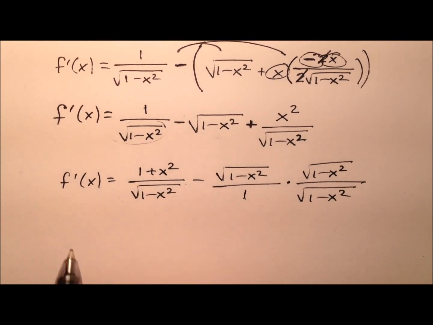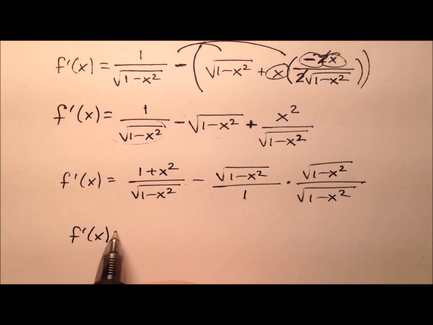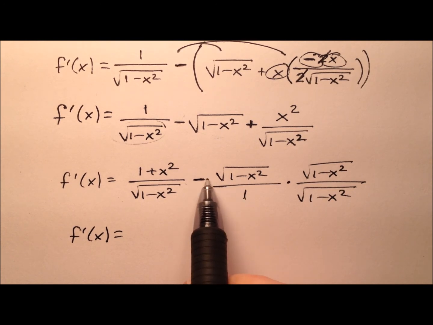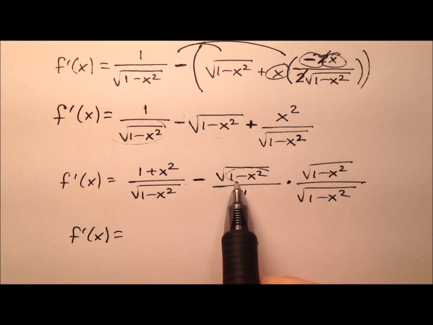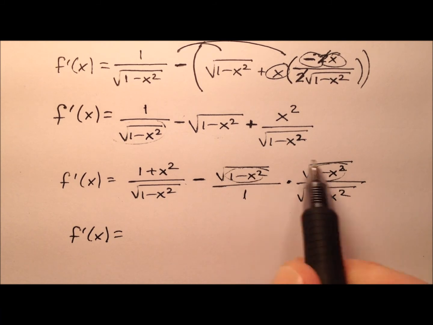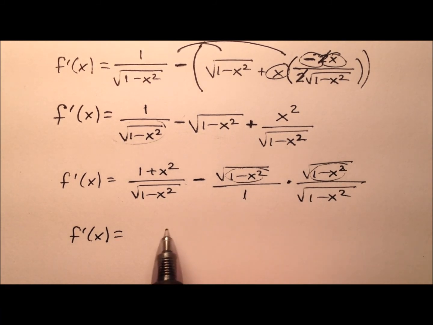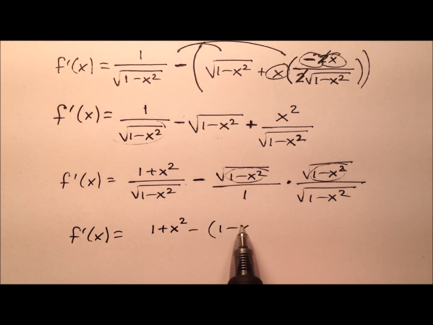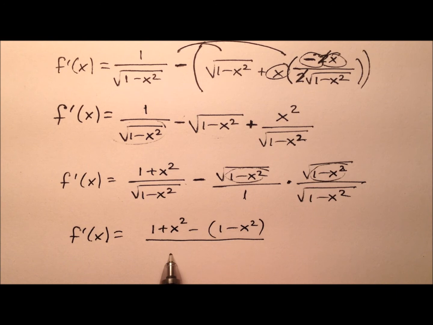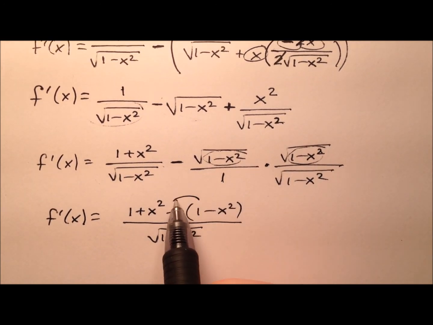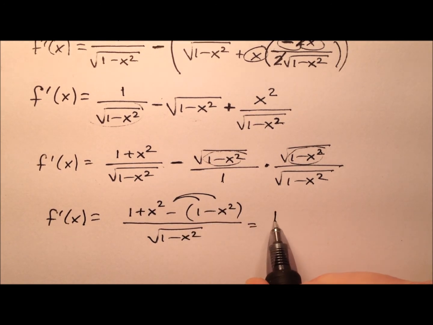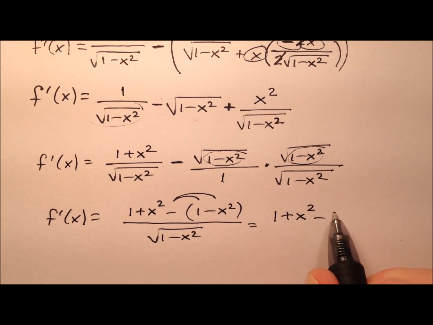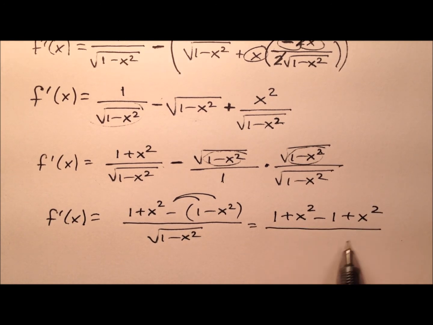And you'll see some nice things are going to happen in the numerator because we have a minus, sure, but these radicands underneath here are the same expressions, so when we multiply them, the radical will just go away. So we have 1 plus x squared minus, and then that radicand, all over our common denominator. Okay, so let's go ahead and distribute that negative through. So I have 1 plus x squared minus 1 plus x squared, all over that denominator.